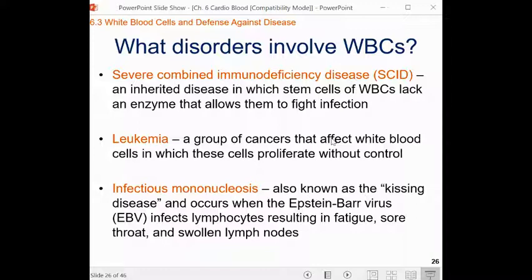Another one is infectious mononucleosis, the kissing disease. It occurs when the Epstein-Barr virus infects your white blood cells. And if you've ever had mono, it is miserable. It causes you to feel really tired, have an awful sore throat, horribly swollen lymph nodes. It takes a very long time to get over it. And in some people, they will have lasting impacts from it for the rest of their lives.